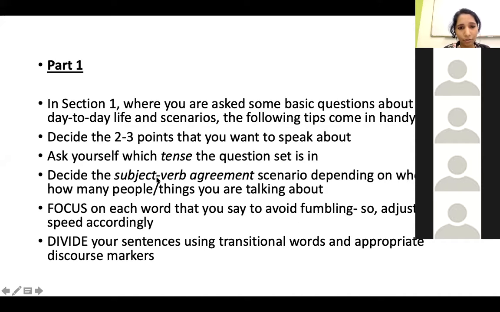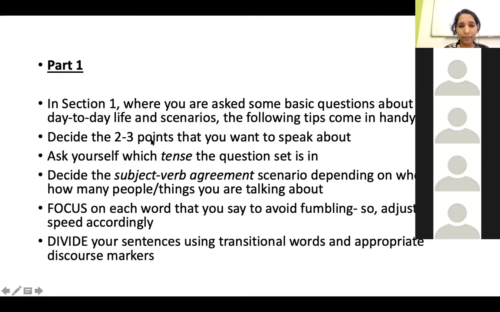So these are the things that you should look for. Subject-verb agreement. So, you know, if the subject is in the singular, your verb also has to be singular. Focus on every word. Divide your sentences using discourse markers. We'll talk about it while you take your test.